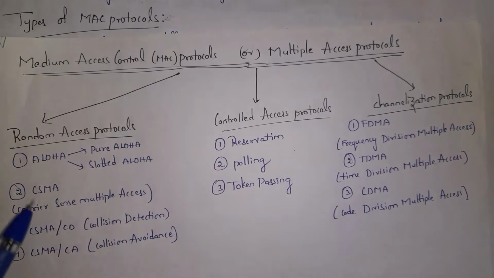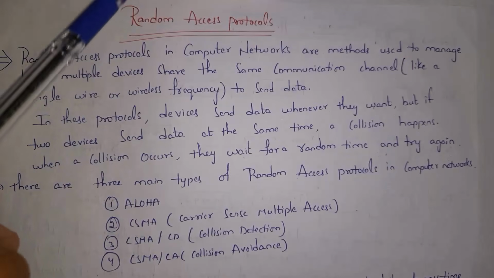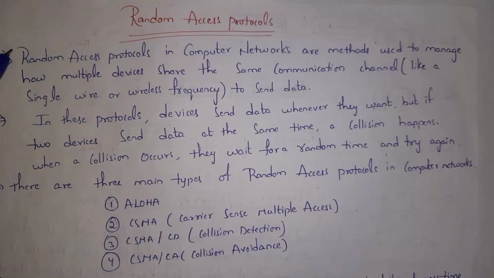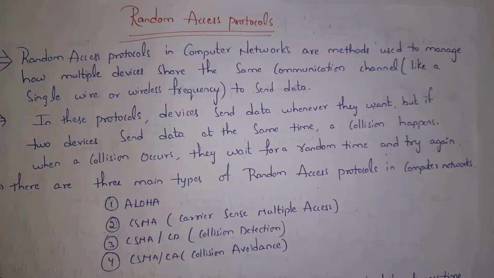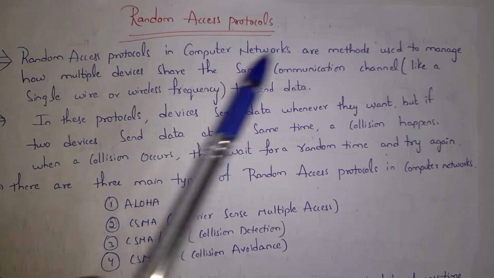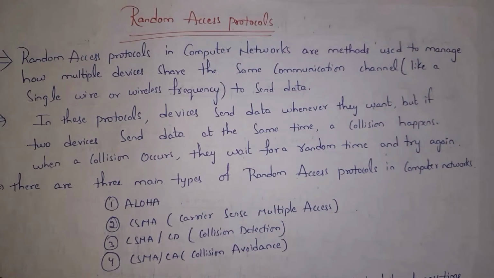At first, I will explain what are random access protocols. Guys, random access protocols are classified into four types. They are Aloha, CSMA protocol, CSMA CD protocol, and CSMA CA protocol. Random access protocols in computer networks are methods used to manage how multiple devices share the same communication channel, like a single wire or wireless frequency, to send data.